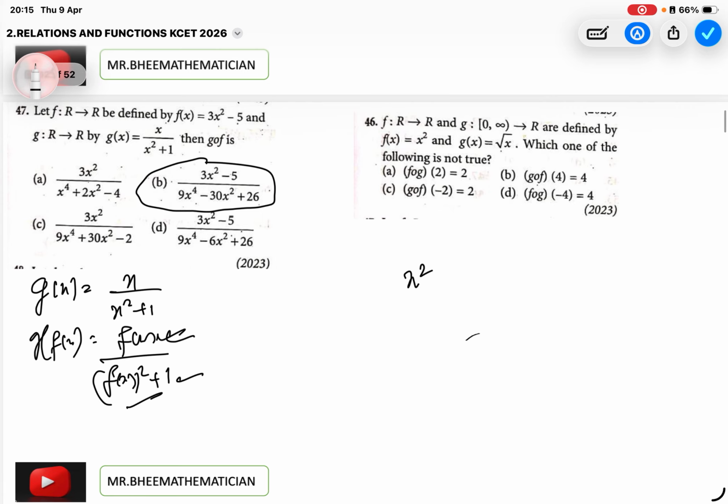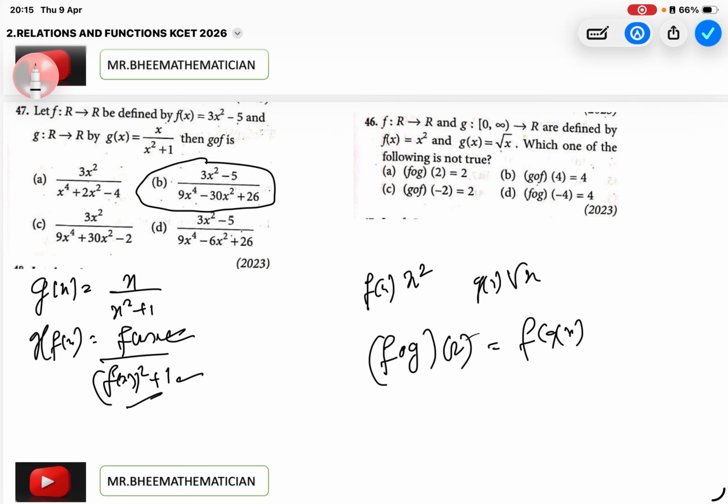And next, question number 46. They have given x square and root x. Which of the following is not true? So f of x is x square, g of x is root x. So f of g of x is root x square. In root only positive values are possible. So only positive numbers are possible. So here a negative is there, then it is not possible.